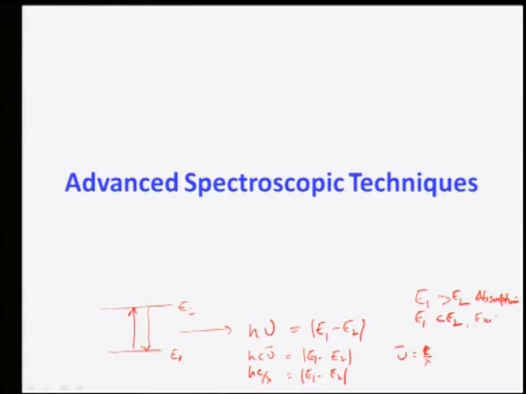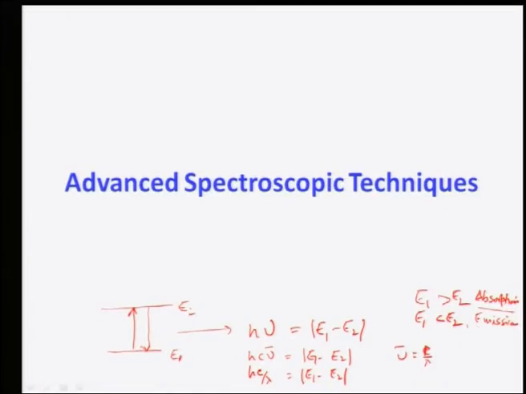So we can do the spectroscopic measurement either in the absorption state or in the emission state. That is the way normally the spectroscopic techniques are done. Now the kind of radiation which will be emitted or absorbed by the species will depend on the input radiation we are applying. So depending on the input radiation, different kinds of situations are possible.